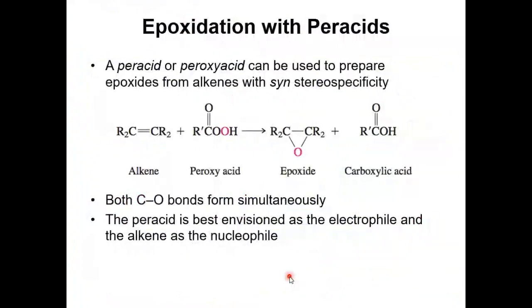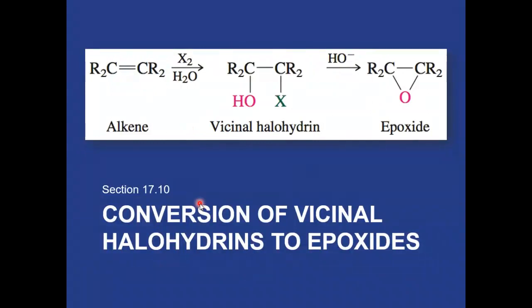And as I said, the peroxy acid is the electrophile and the alkene is a nucleophile. So you don't really want to use an alkene without any alkyl group to do this reaction. And if you recall what we learned in organic one, the reaction rate is directly related to the number of alkyl groups on the double bond. The more alkyl groups on the double bond, the faster the reaction will be.